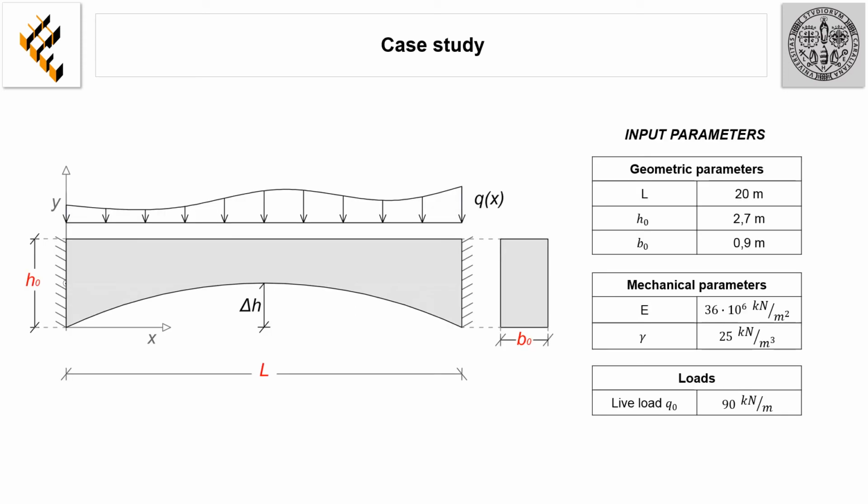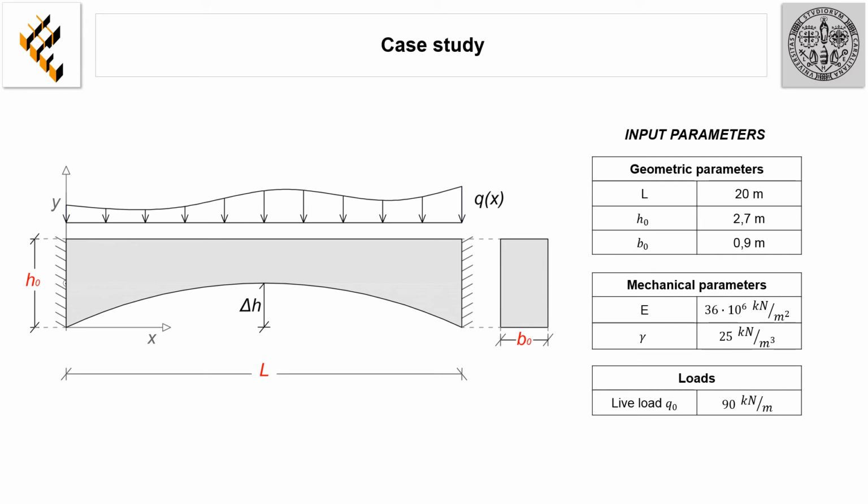The input parameters are specified in the tables. Among the geometric parameters, we have the span, which is considered equal to 20 meters, the height at the extremities, which is set to 2.7 meters, and the cross-section width equal to 0.9 meters. Also, the mechanical parameters are defined. In particular, we have the Young modulus E and the material weight gamma.